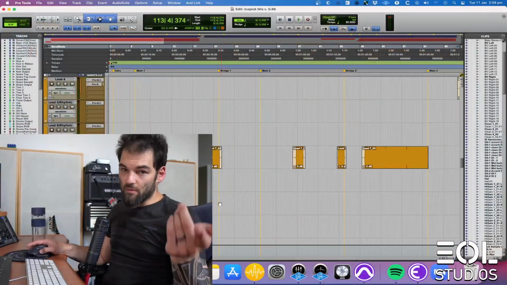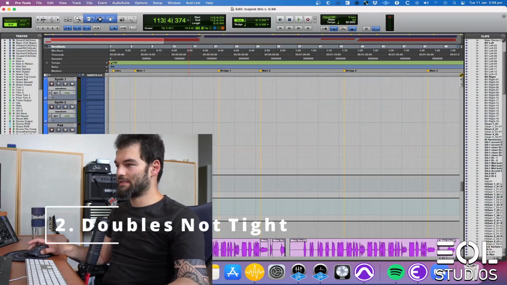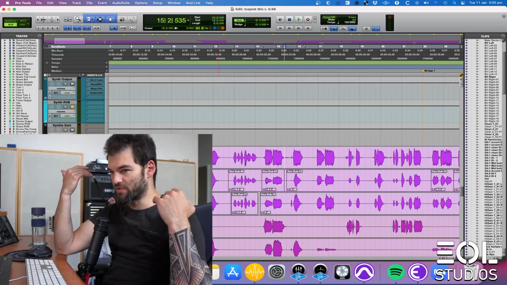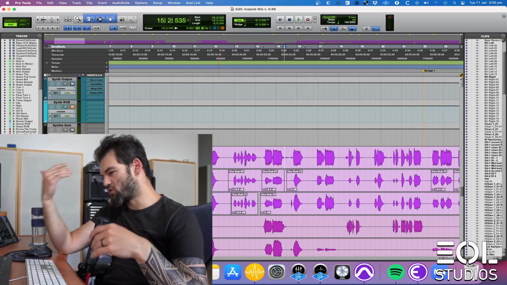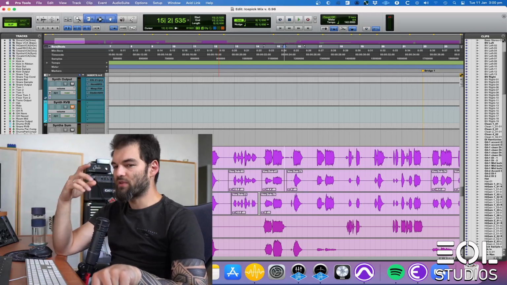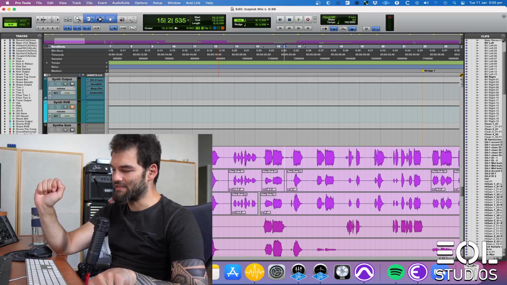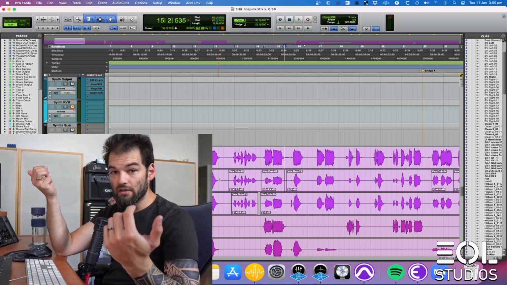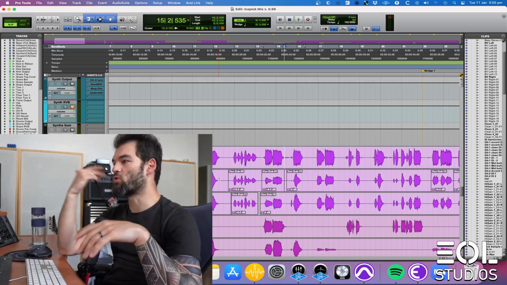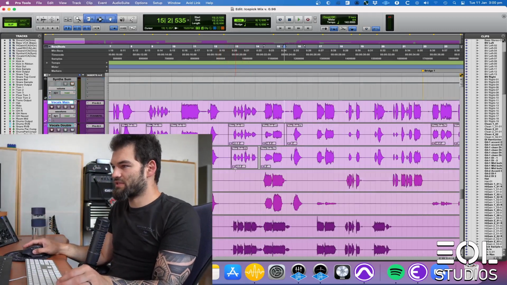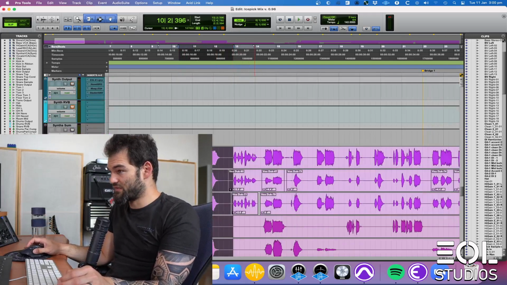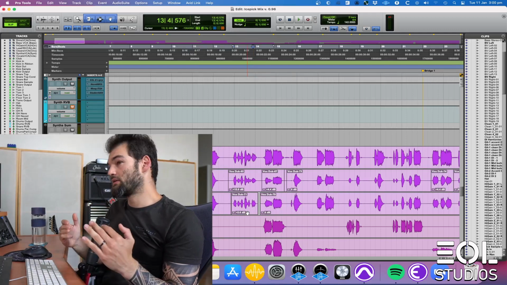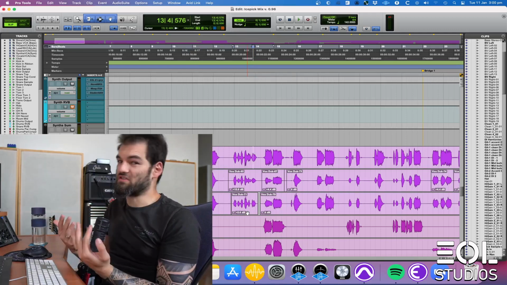On this same theme, let's talk about doubling and layering. What I see a lot is musicians record doubles, doubled up vocals, doubled up guitars, and these are not exactly tight. And a common misconception is that, well, in the mix it will be fine, it will be masked by other instruments, or there will be tons of layers, as you probably can see here, tons of different layers, that will cover up those inconsistencies. Truth is, it's not the case.